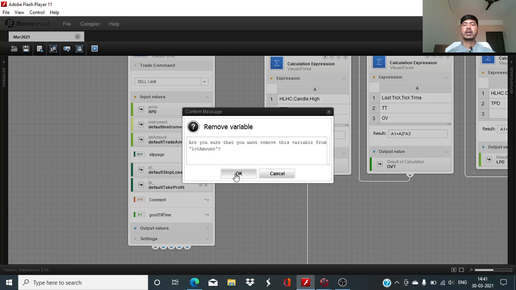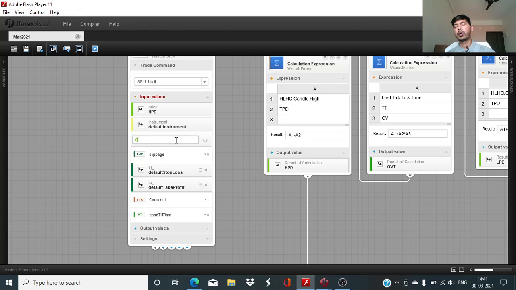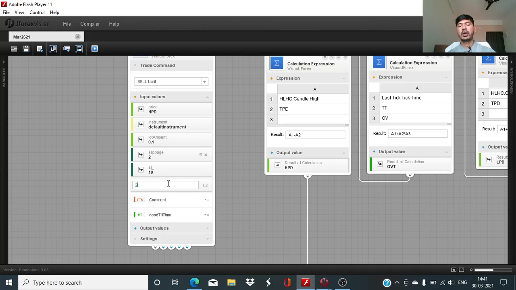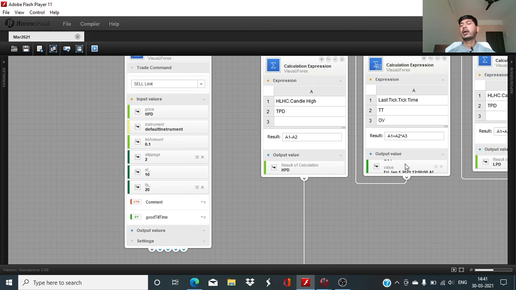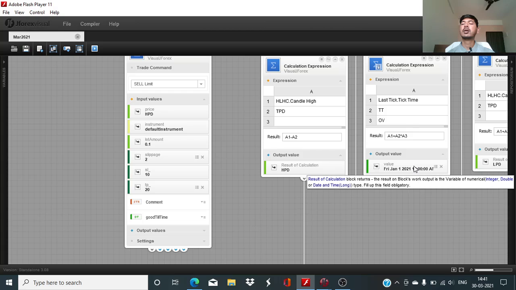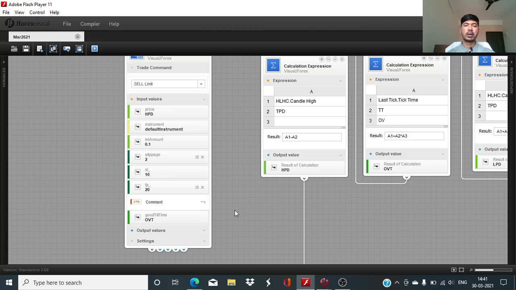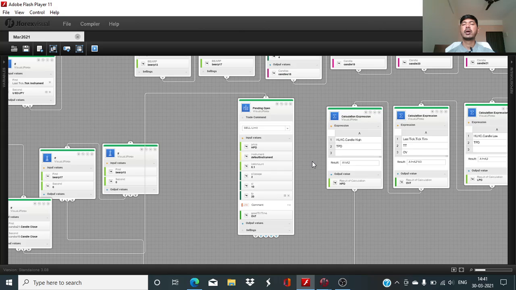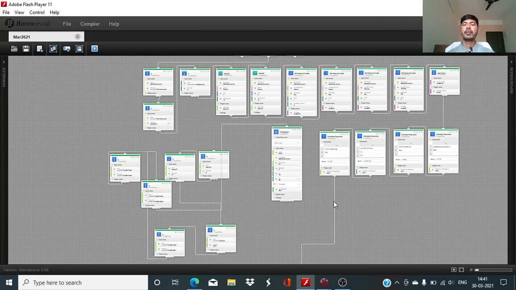Trade amount I will change to 0.1 million. Slippage should be good enough. Stop loss will be of 10 pips, and take profit 20 pips. Order validity, we had defined it last session, and it is 2 hours. So we will keep the same for the sell side as well.